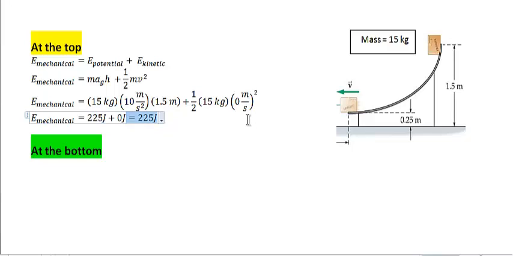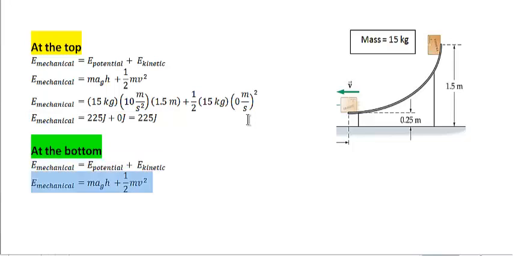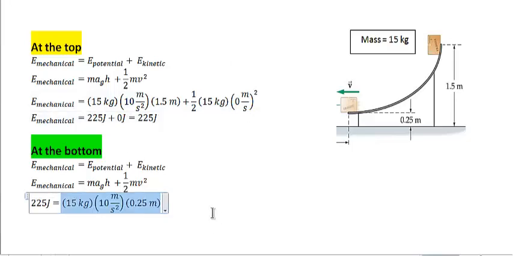Okay, let's look at it down at the bottom. At the bottom, what do we know? Well, still, mechanical energy is potential plus kinetic energy. And that's potential still m a sub g h, and kinetic still 1/2 mv squared. But now we know that the mechanical energy is 225 joules, because that's what it was up here at the top. So 225 joules is equal to the potential.